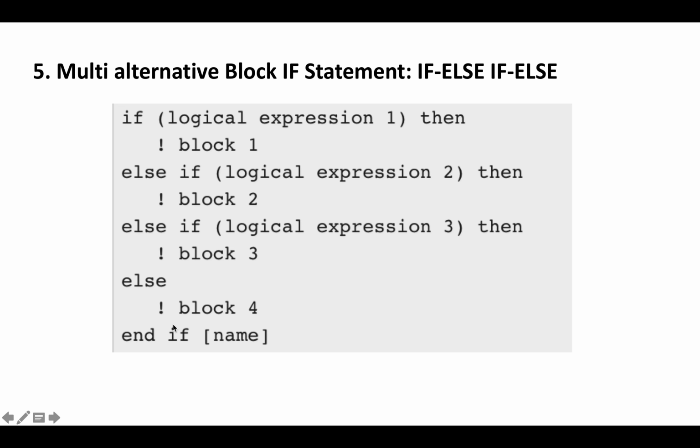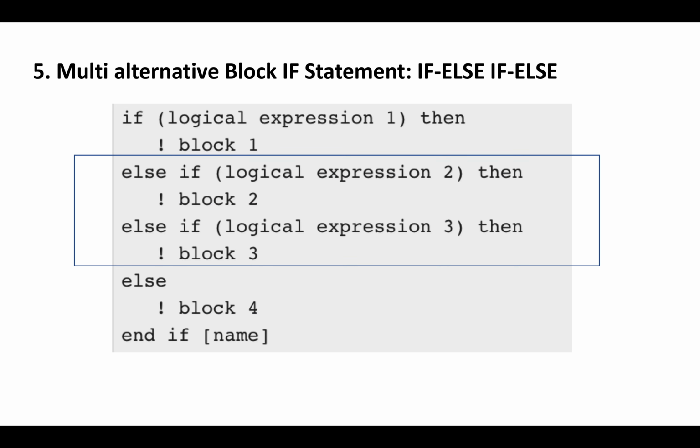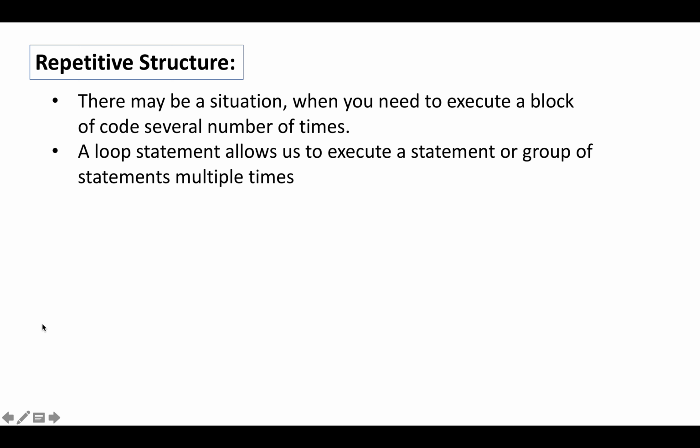and end if. So if logical expression 1 is true, it has multiple checks inside this true statement of logical expression 1. So this is called a nested multi-alternative block if statement. The statements of else if inside this rectangular box are a multi-alternative block if inside an outer if, else and end if statement. Then we have the third kind of structure, the repetitive structure in Fortran.